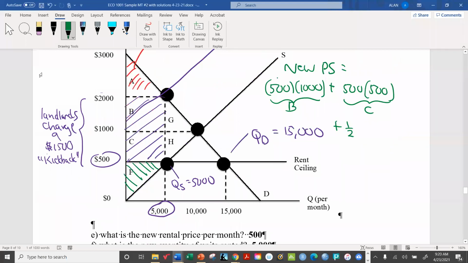Okay, so the base is 500 again, and the height is 500. That's triangle F. So actually those letters are coming in handy, aren't they? So we've got 500, let's see what this adds up to.